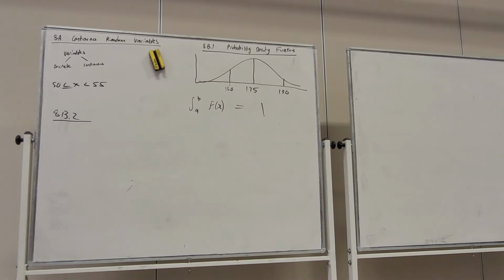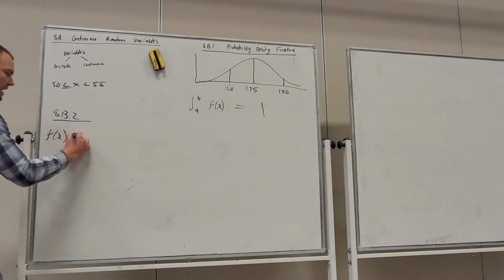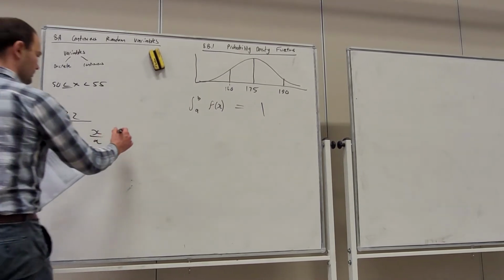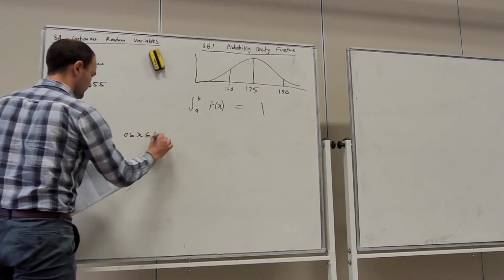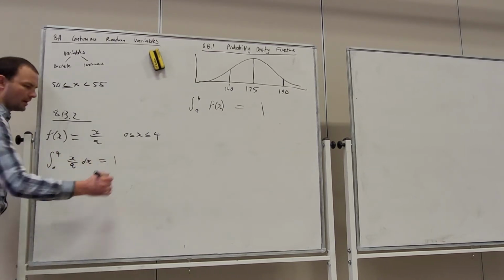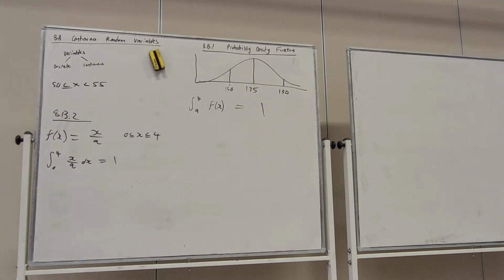Okay, so consider the function f of x equals x on top of a. This is our probability density function, and it's valid over the interval 0 to 4. Find a, given it is a valid probability density function. Okay, so because it's valid, there's two properties. Firstly, it's above the x-axis. Second is the integral from the lower boundary to the upper boundary of the function is equal to 1. And now with that information we can solve for a.